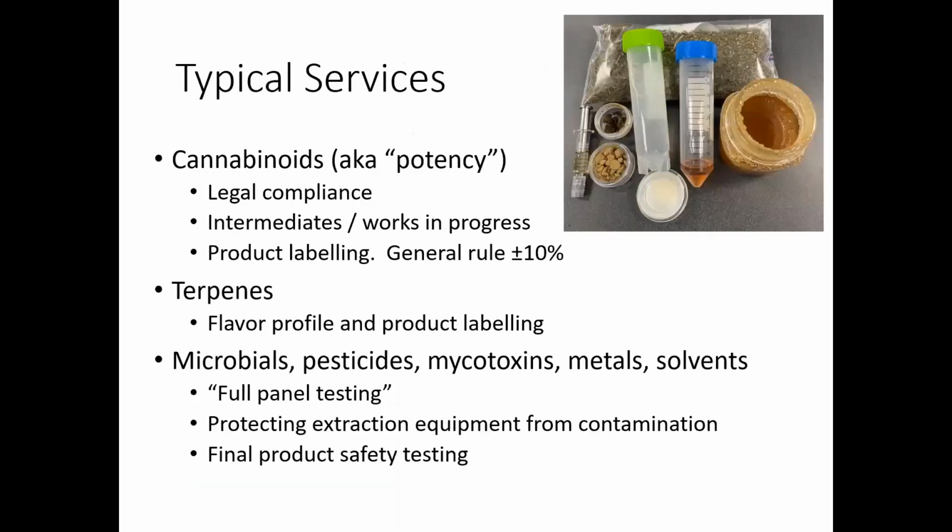So to start off with, typical services you're going to find at a lab pretty much across the board. Cannabinoids, sometimes called potency. This is useful for legal compliance. We also see a lot of folks using it for the intermediates or works in progress, crude extracts, in order to find the concentration of that and do the math to figure out their dilution into oil or how much to add to a product to get their target final cannabinoid percentage. And also to confirm the final product labeling.